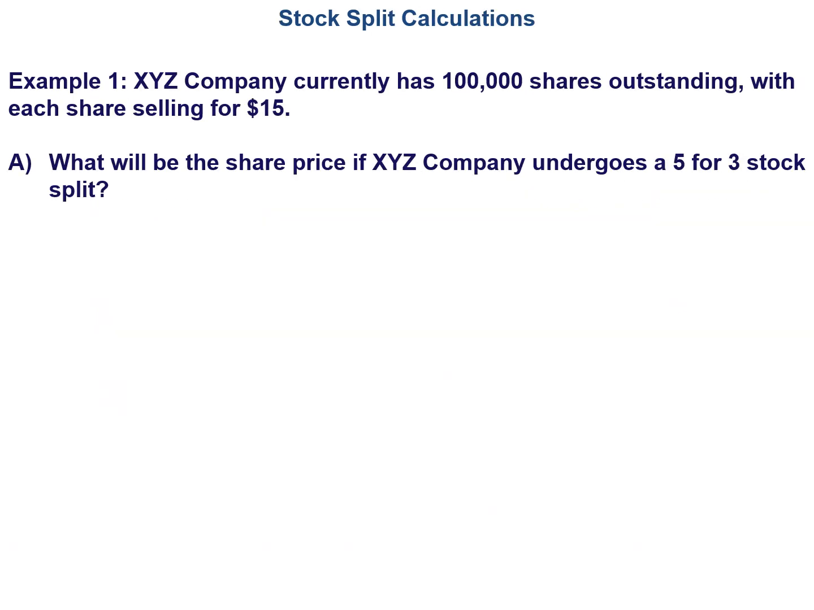Let's get into some examples. XYZ company currently has 100,000 shares outstanding, with each share selling for $15. What will be the share price if XYZ company undergoes a 5-for-3 stock split? In the last example, we saw a 2-for-1 stock split, which is the most common. In that example, each investor got 2 stocks for every 1 share that they owned prior to the split. In this example, each investor will get 5 shares for every 3 shares that they previously owned prior to the split.